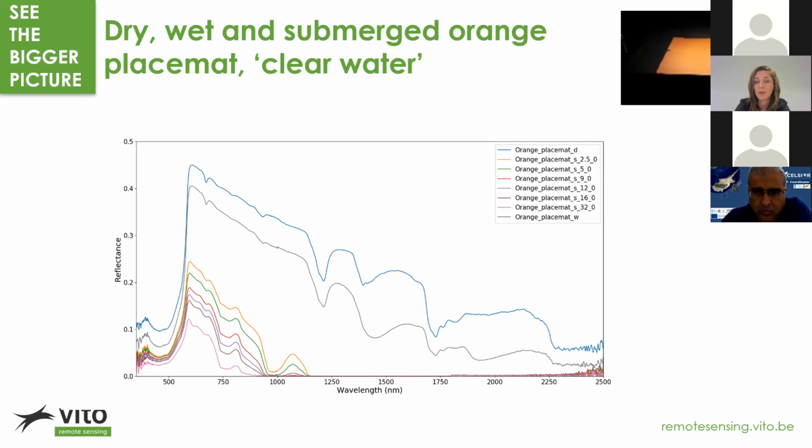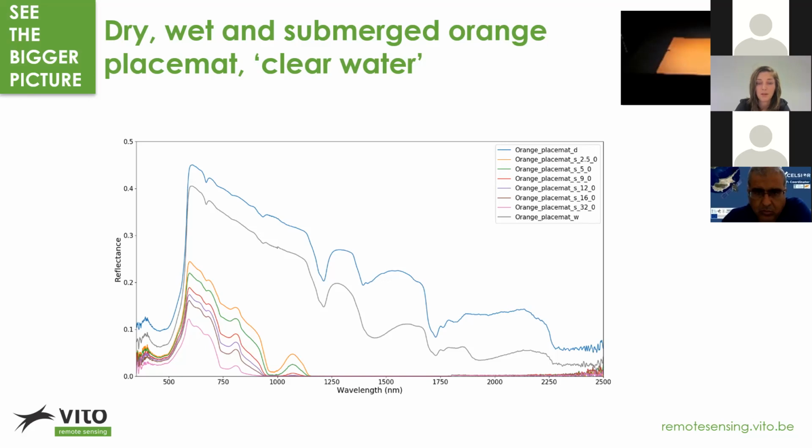This is an example of the orange placemat. You can see the blue line is the dry orange placemat. The gray is the wet orange placemat. And then you can see the placemat when submerged 2.5 centimeters, 5 centimeters, 9 centimeters, and so on.